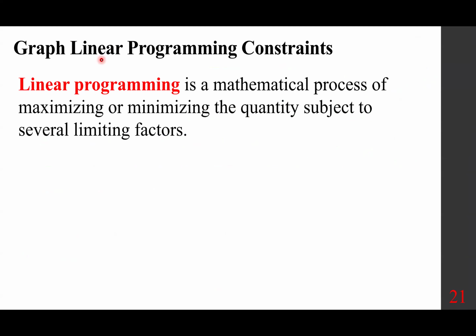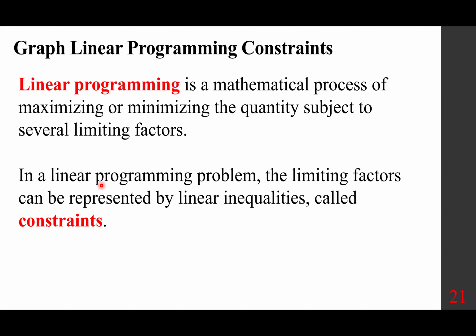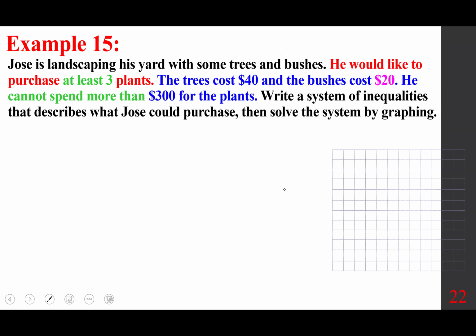Linear programming and the concept of a constraint. Linear programming is a mathematical process of maximizing or minimizing a quantity subject to several limiting factors. In a linear programming problem, the limiting factors can be represented by linear inequalities called constraints. Here's an interesting example of that situation.